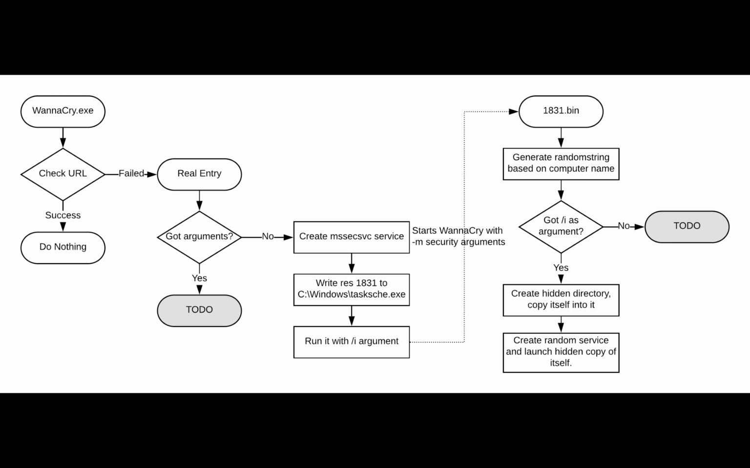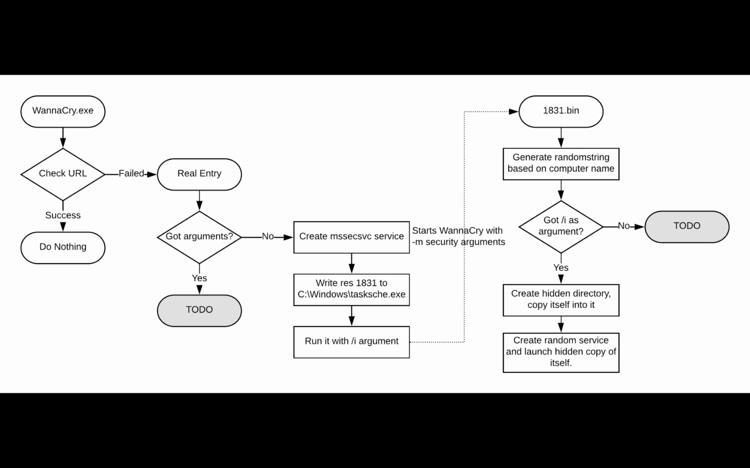This is also a great time to look at what we know so far about this binary. 1831.bin is launched with the /i argument by the original WannaCry binary. The first thing it does is create a random string based on the computer name. If it got /i as the argument, it creates a randomly named hidden directory in C:\ProgramData, installs itself as a service, and launches itself without any additional arguments.